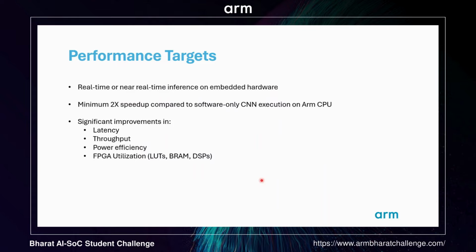We have certain performance metrics which are expected to be met. These include a real-time or a near real-time inference on the embedded hardware. A minimum of 2x speed up as compared to software-only CNN execution on ARM CPU is expected. Besides these, there are significant improvements expected in the latency, throughput, and power efficiency. A good FPGA hardware resource utilization is expected in terms of LUTs, BRAM, and DSP usage.